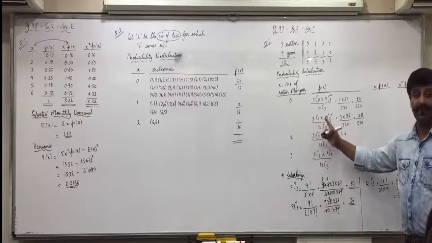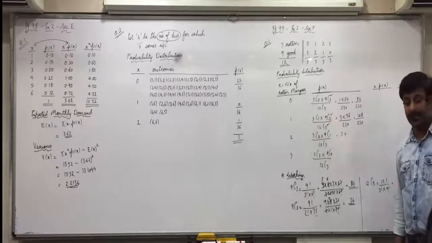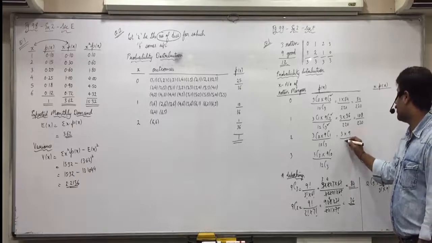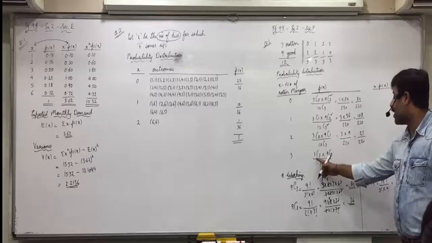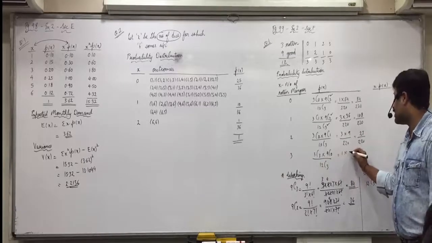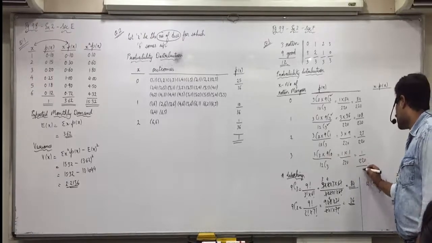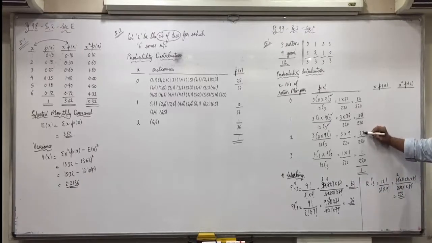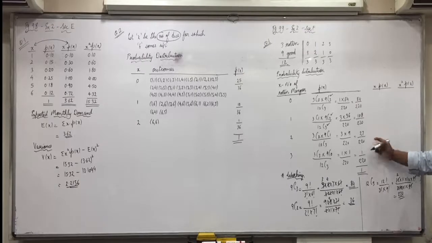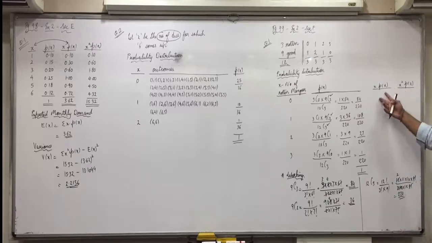3C2 is also 3. 3C2 and 3C1 will have the same value, because what is 3 minus 2? 1. So 3C2 will have the same value as 3C1. 9C1 is 9 upon 220, 27 by 220. 3C3 is 1. 9C0 is 1. 1 into 1, 1 by 220. Total must come 1. See, 84 plus 108, 192 plus 27, 219 plus 1, 220. Upon 220 is 1. Did everyone understand this?